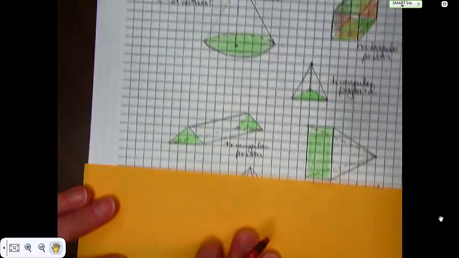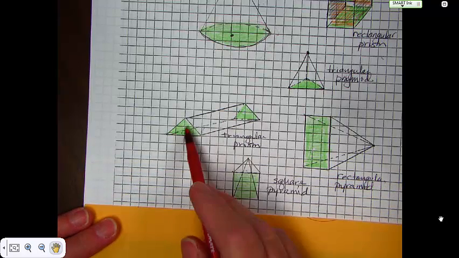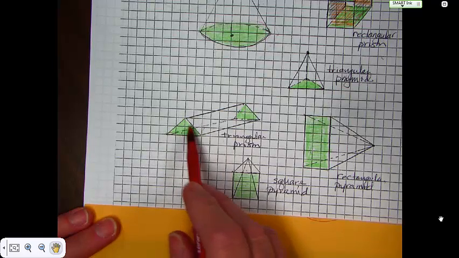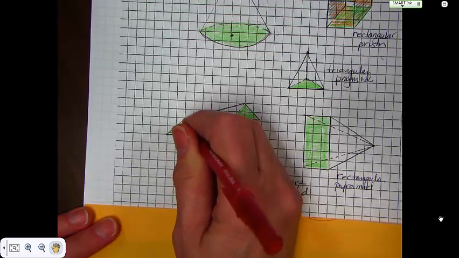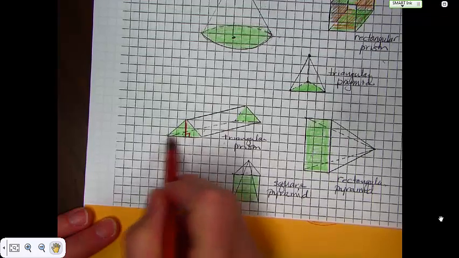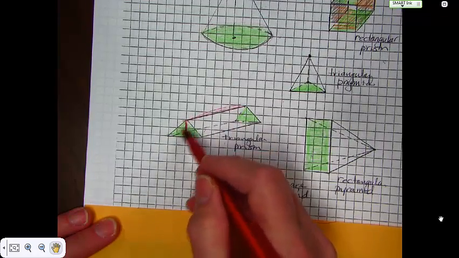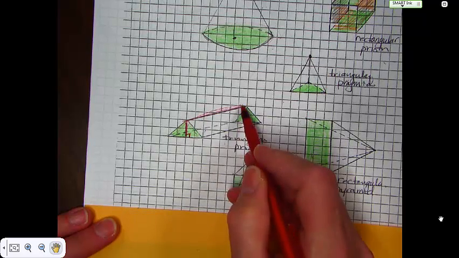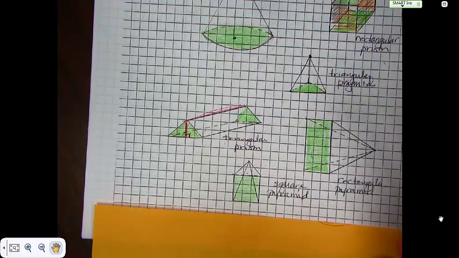Another triangular prism here. This is a triangular prism. It is not a pyramid, it's a triangular prism. So here's your base, so the base times height. Here's your height, here's your base, and then times this height. So you find the area of this part, multiply it times the length of this, which would be the height of this prism. Okay, and then you'd have your volume.